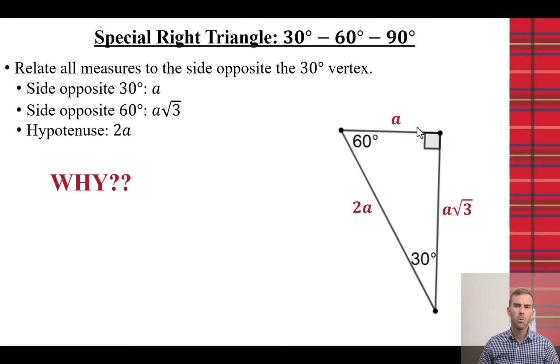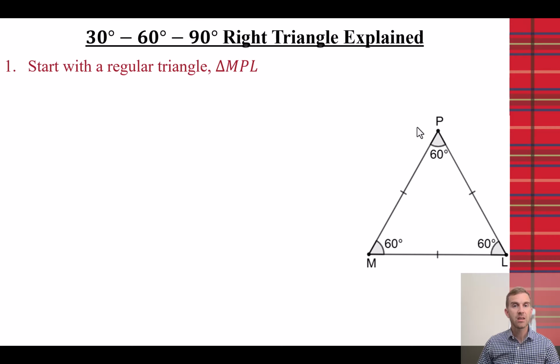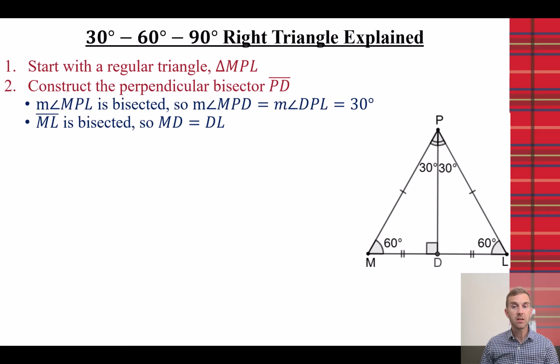And you may ask yourself, well, why is that? That's a weird combination. So let's look at this. Here we have an equilateral, a regular triangle MPL. If we draw in the perpendicular bisector through P, we're going to label that PD. Remember, what does that do? It makes that 60 degrees become two 30-degree angles, and it makes ML become two congruent segments, MD and DL, because it's been bisected. Now we see right here, we have a 30, 60, 90 triangle. So we're going to use that.